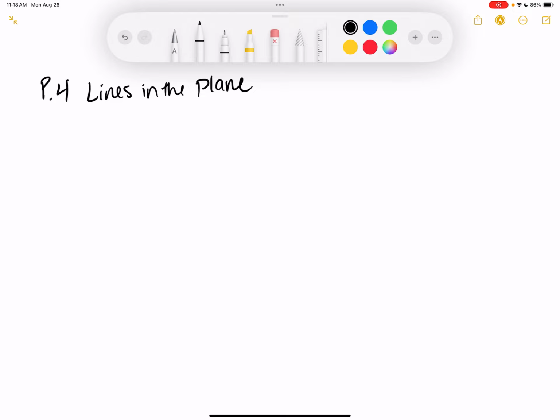Find the slope of the line through the pair of points. If they give us two points, (-2, 1) and (5, -3), how do I go about finding slope? Y2 minus y1 over x2 minus x1. Yes, so what do I plug in? -3 minus 1 over 5 plus 2.